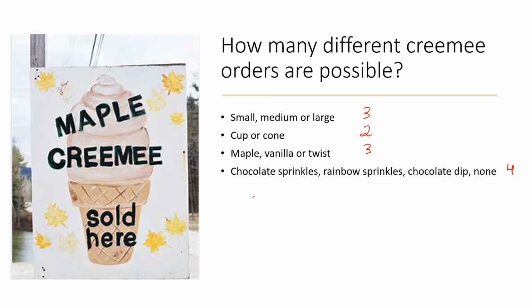Well, we're going to choose one of the 3 sizes times 2 choices for the cup or cone times 3 choices for the flavor times 4 choices for the topping, which gives us a total of 72 different creamies that could be ordered at this creamy stand.